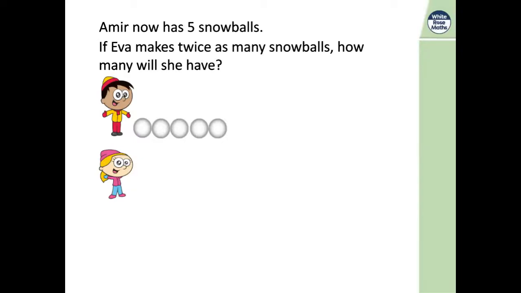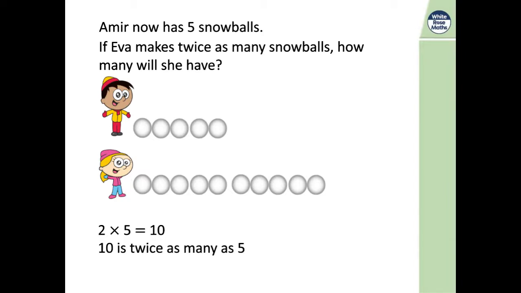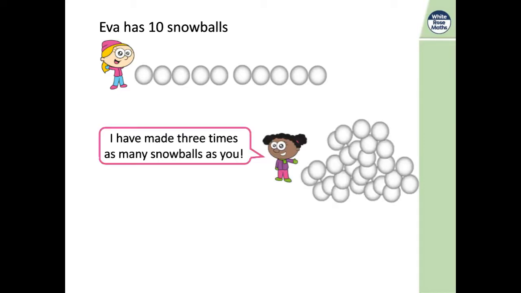If Eva makes twice as many snowballs, how many will she have? Okay, so she's got 5 and make it twice as many. She needs 2 lots of that. So 2 times 5 is 10, twice as many as 10 is twice as many as 5. So doing this, you are using scaling and doing scaling problems. So Eva now has 10 snowballs. Eva has her 10. Okay, so she's ready to go.